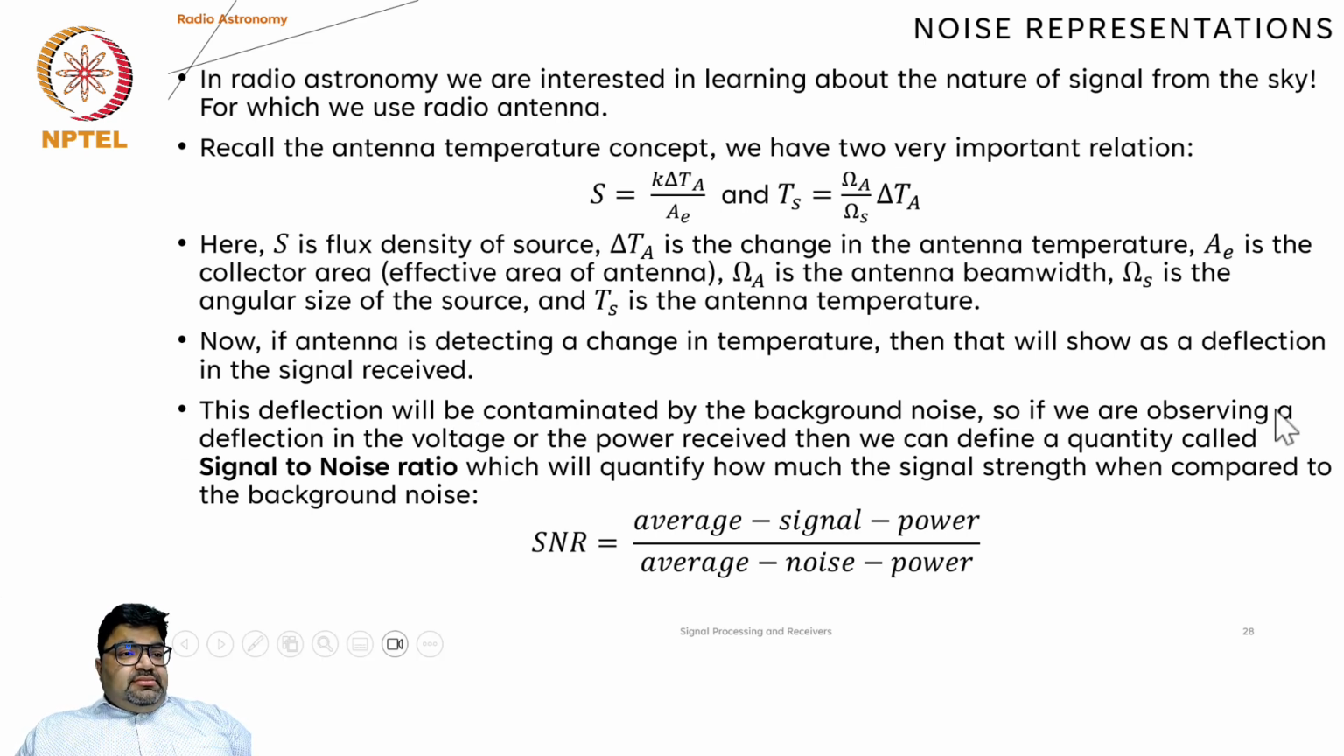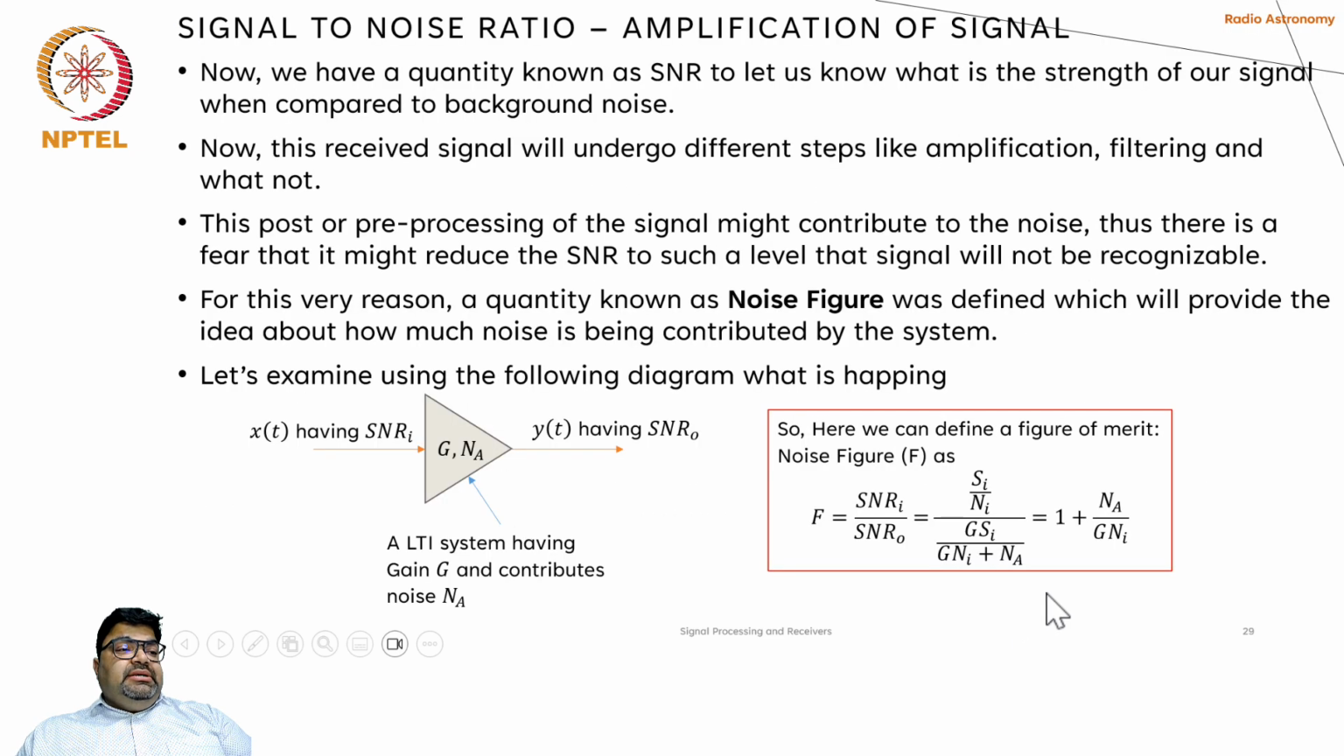So, if you are observing a deflection in the voltage or the power received, then we can define a quantity called signal to noise ratio, which will quantify how much signal strength there is when compared to the background noise. So signal over noise is what we have to maximize. The higher the SNR, the more confident we will be about detection of the signal. The more significant the signal detection will be.